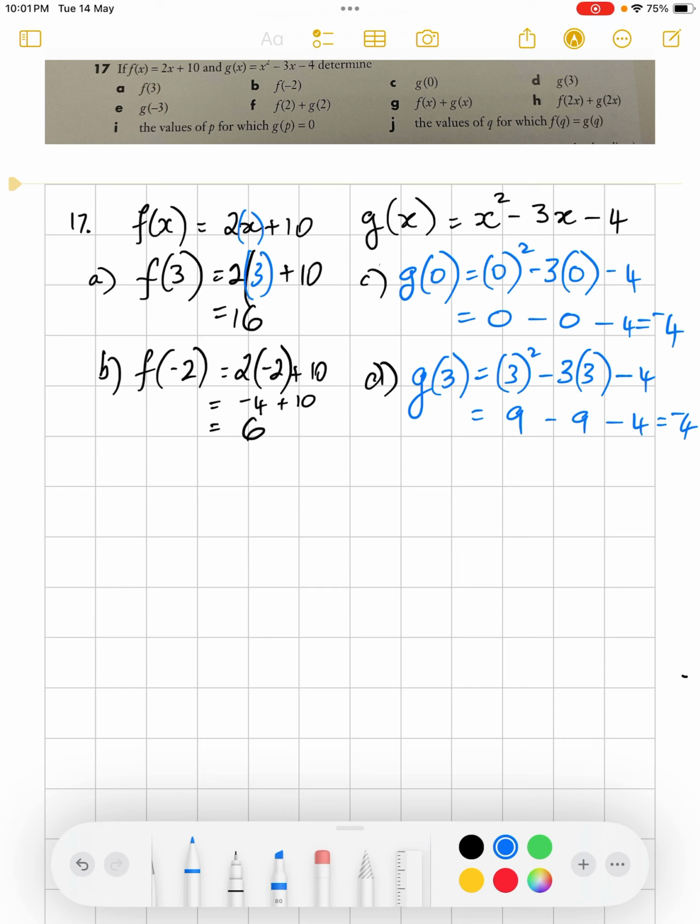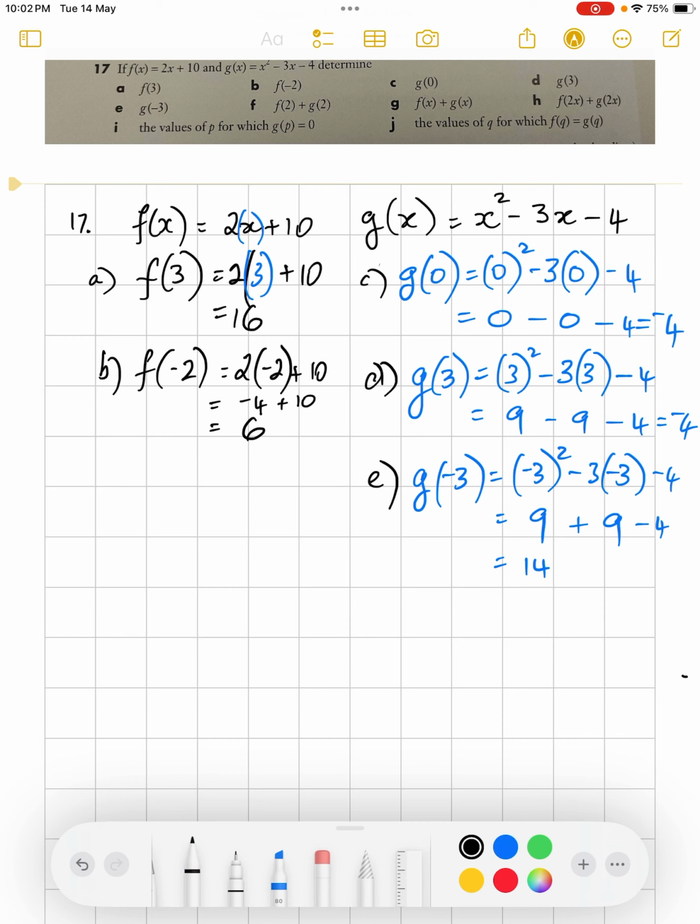Part E. And this is g of negative 3. So we're still on the g function. But we have to put negative 3 squared minus 3 times negative 3 minus 4. So negative 3 times negative 3 is 9. Two negatives make a plus. And then we've got 18. Take away 4 is 14.